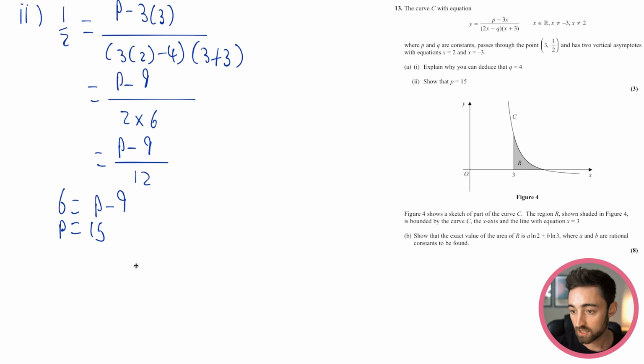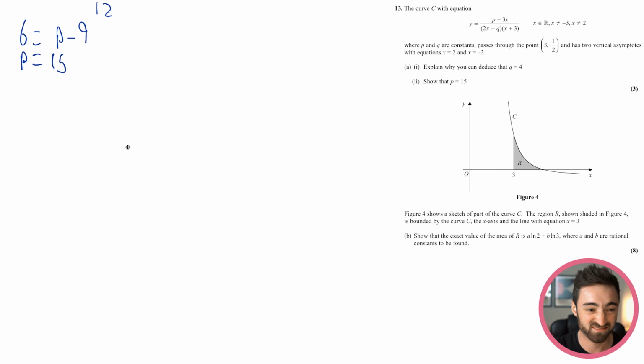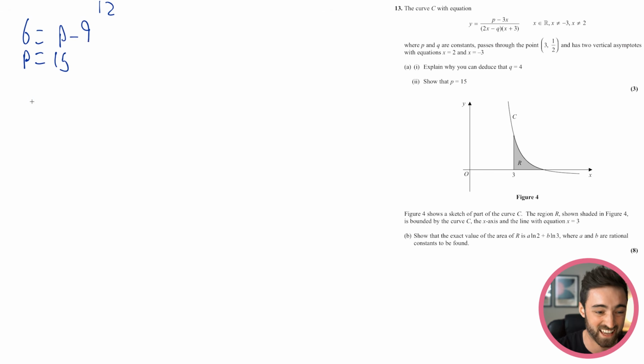Cool. Figure 4. Okay, this one looks big. We've got an 8 marker, so just get comfy, right? Here we go. Figure 4 shows a sketch of part of the curve C. The region R is bounded by the curve C, the x-axis, and the line with equation x equals 3. Show that the exact value of the area R is all of this.